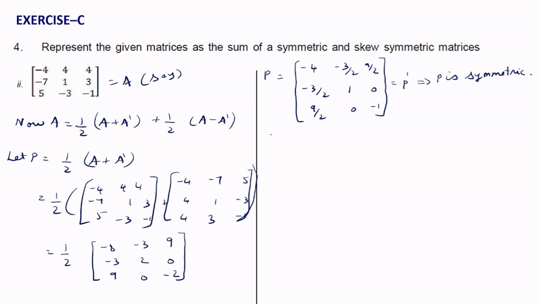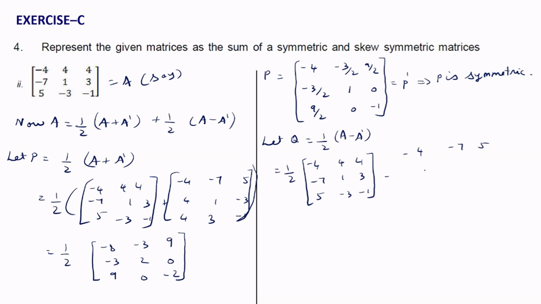And next let us take Q equal to half of (A minus A transpose). So this is half of A, which is the given matrix, minus A transpose, which is the transpose of A.